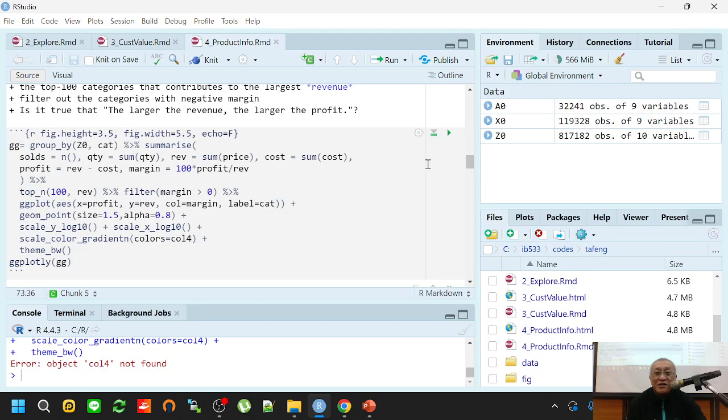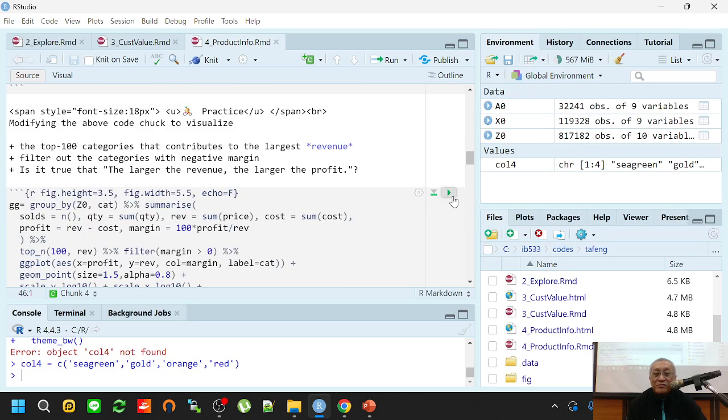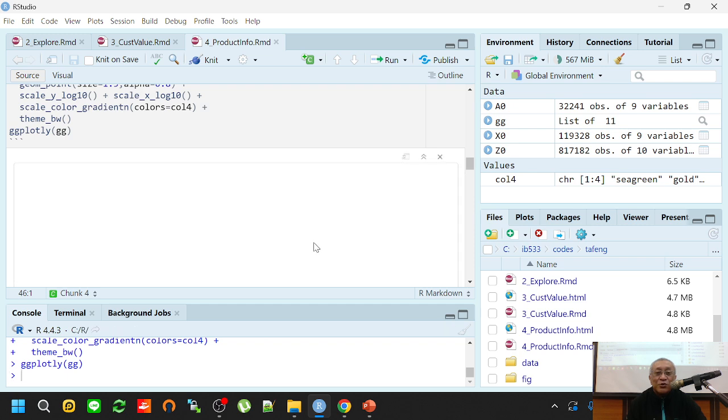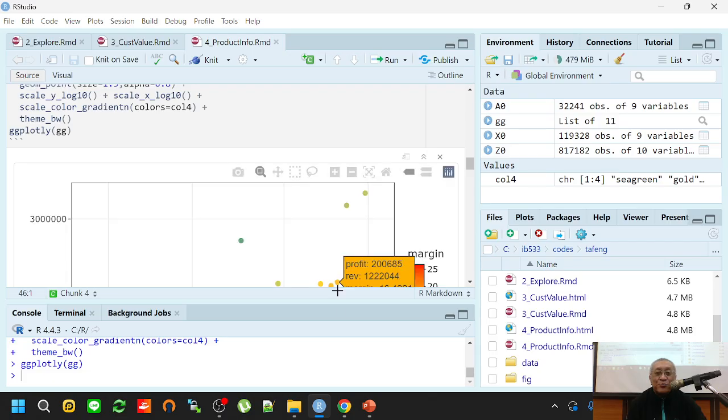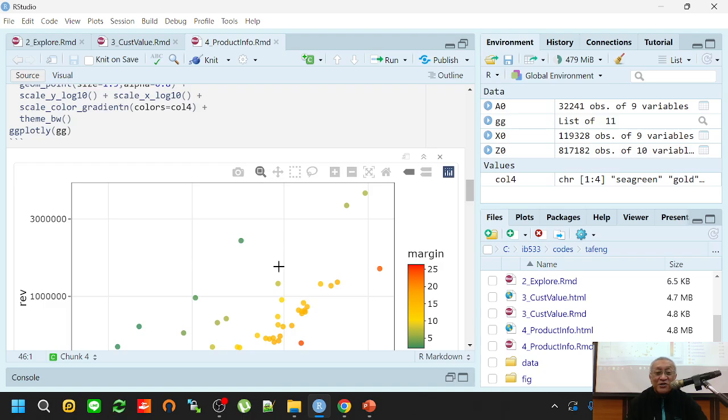Sorry, I should do that first. You will see the plotting here. Okay, so now this is no longer the top 100 profitable categories. This is the top 100 revenue generating product categories, right?